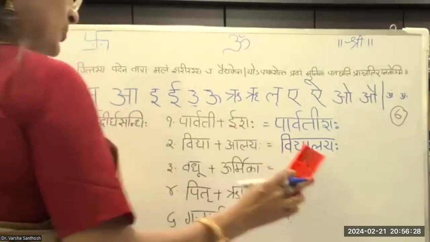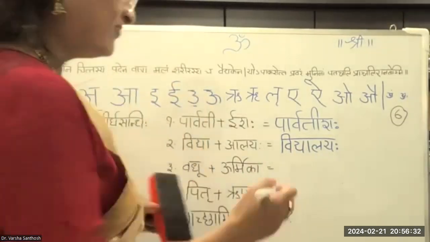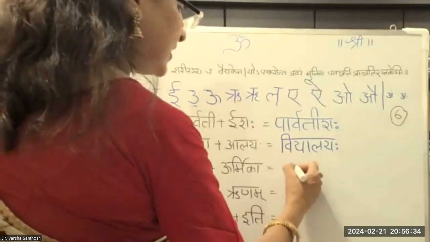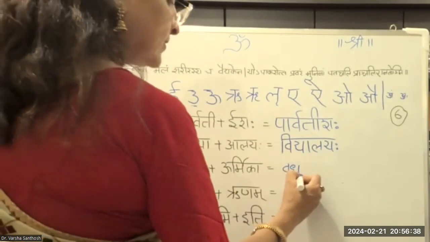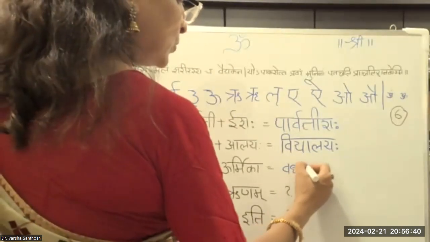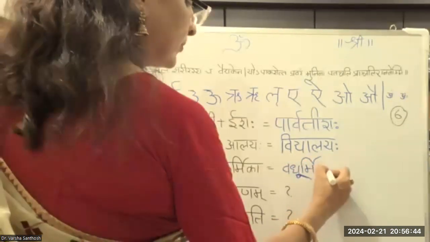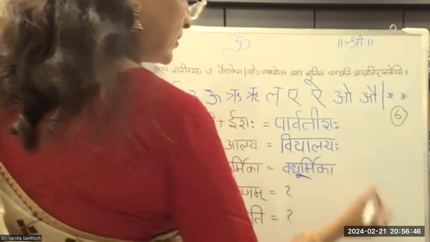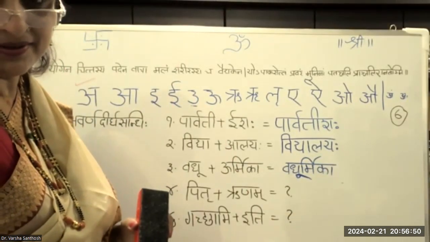Vadhurmika. Vadhu plus Urmika: Vadhurmika. Vadhu's Dirgha Ukara, Urmika's Dirgha Ukara. Savarna. Vadhurmika. Clear? Anybody has doubts?